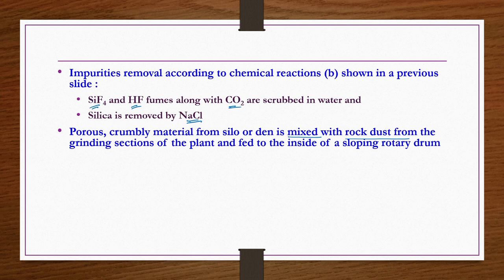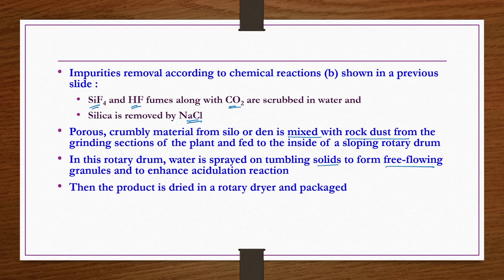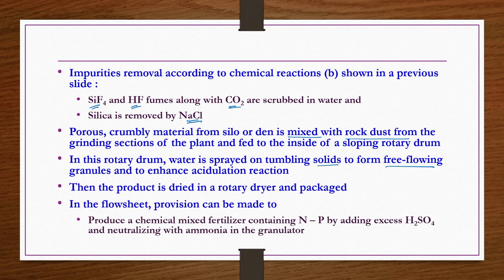Porous crumbly material from the silo or den is mixed with rock dust from the grinding section of the plant and fed to the inside of the sloping rotary drum. In this rotary drum, water is sprayed on tumbling solids to form free flowing granules and to enhance the acidulation reaction. Then the product is dried in a rotary dryer and packaged. In the flowchart, provision can be made to produce chemical mixed fertilizer containing NP by adding excess sulfuric acid and neutralizing with ammonia in the granulator again. Right?